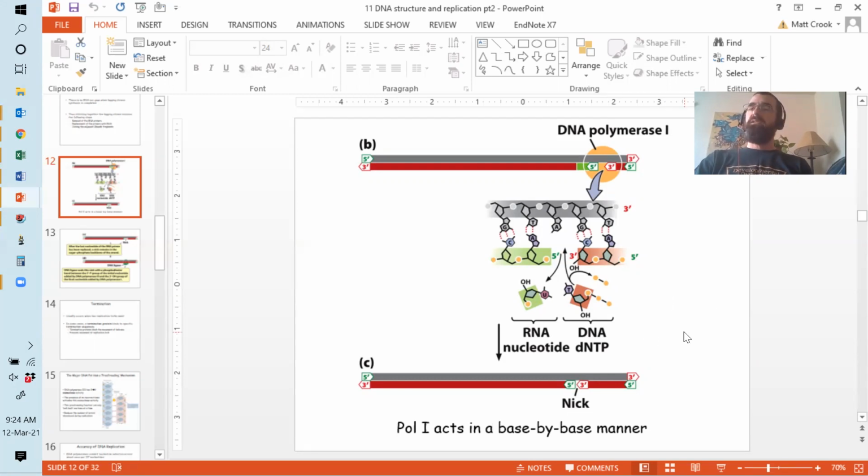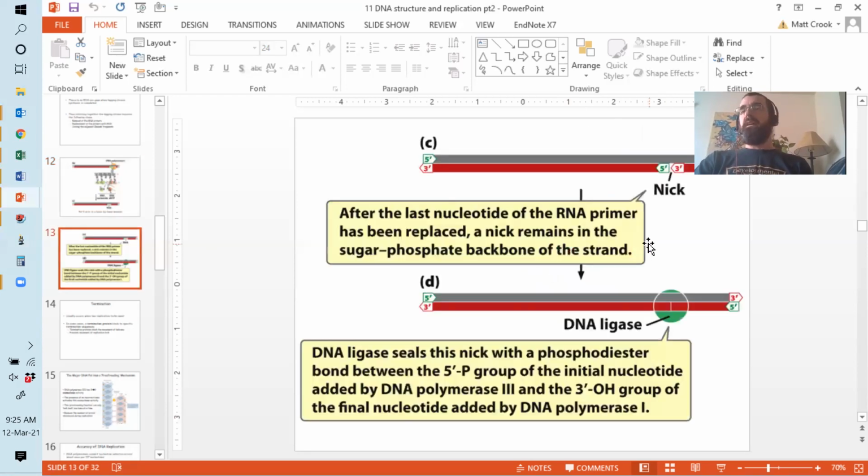right? Such that there's this base here, denoted by the 3, that is not bonded to the base denoted by 5, right? The 5' end of that fragment. And so what we need now is another enzyme. This is called DNA ligase. And this uses ATP as energy to create that phosphodiester bond, right?